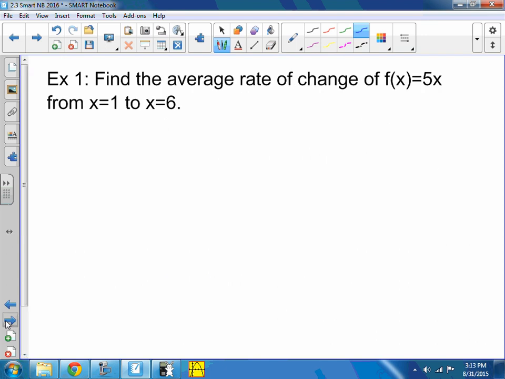Let's try to find the average rate of change for this very simple function, y equals 5x, or f of x equals 5x. Since we're going from x equals 1 to x equals 6, we simply would just do AROC equals, and this would be like our x1 and our x2. So we're going to basically be doing f of 6 minus f of 1 over 6 minus 1. The denominator is obviously 5, but the numerator should be calculated.